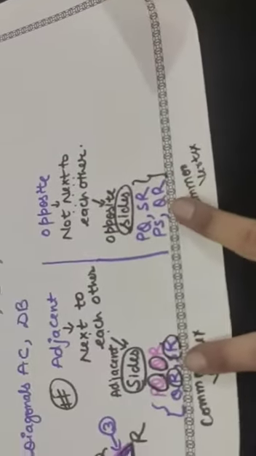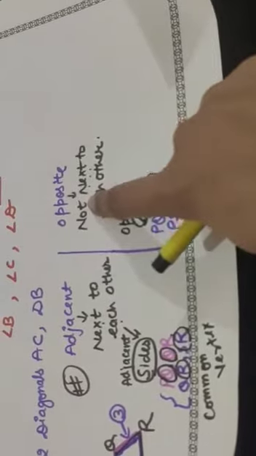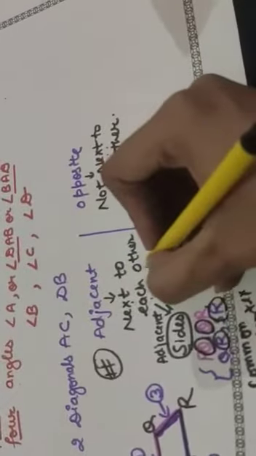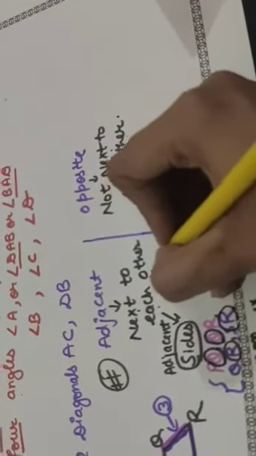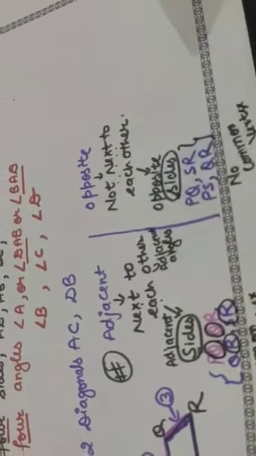But don't get confused. You just have to remember one thing: adjacent sides are those sides which are next to each other. Opposite sides are those sides which are not next to each other. Similarly, we can find the adjacent angles. The angles which are next to each other are known as adjacent angles.